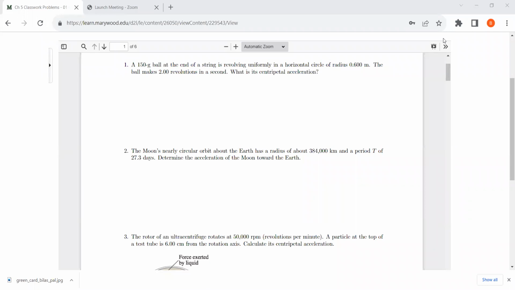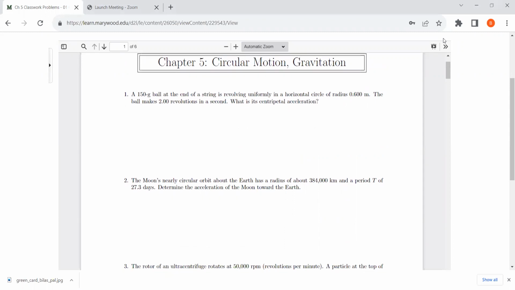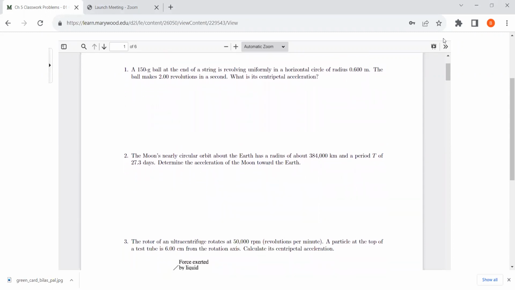All right, so let's start the problem solving session. Today we are going to solve problems from uniform circular motion and gravitation. The first question is this one.